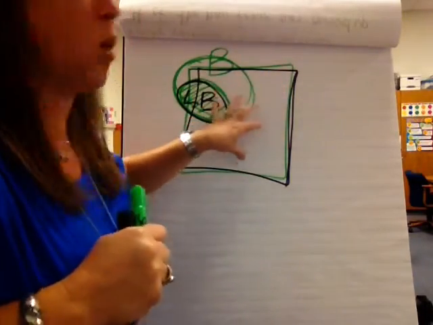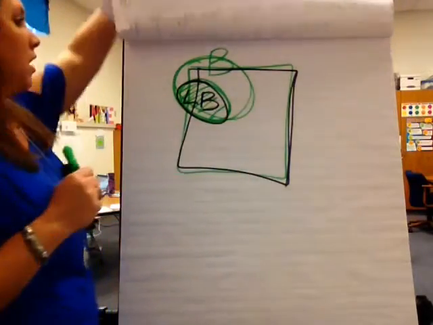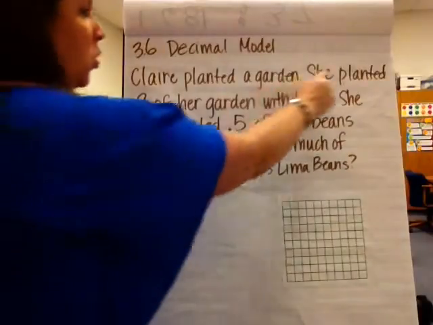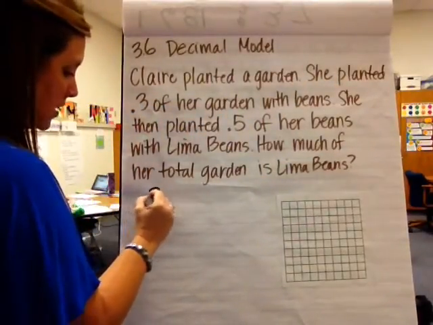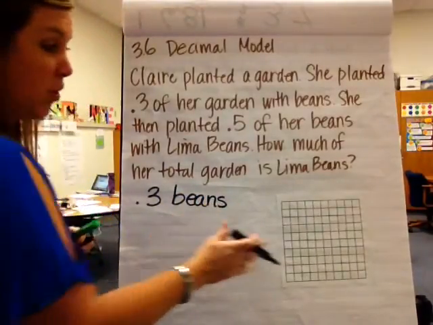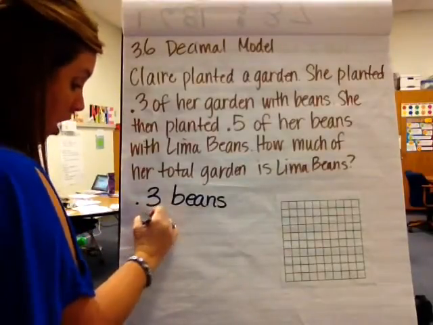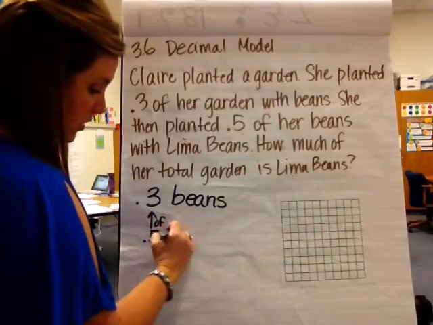We're not even talking about a whole, because we didn't start with one whole section. What did we start off? Well, let's talk about that. So in our problem, we have 3/10 of our garden was beans. So 3/10 was beans. Okay, so of this, 3/10 was beans, and then of this, 5/10 was lima beans.